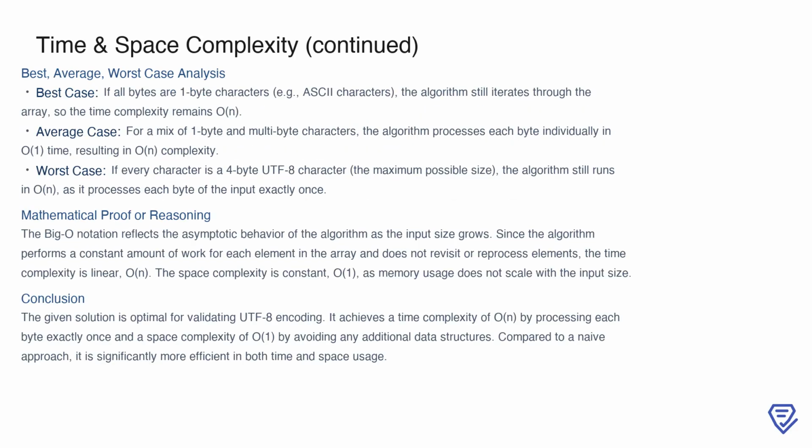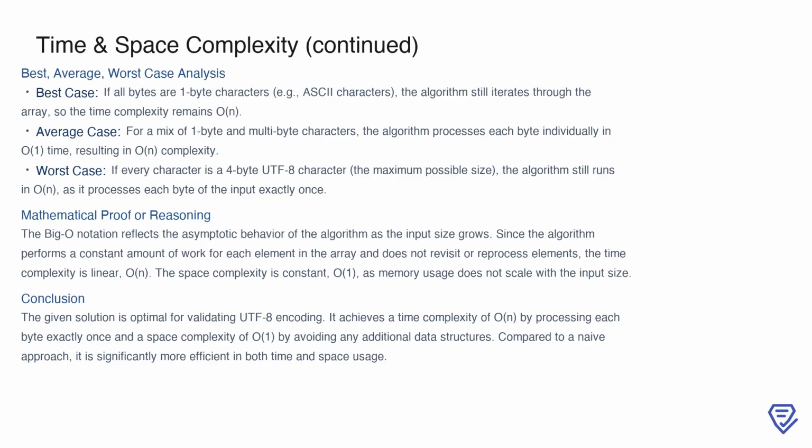Finally, let's analyze the algorithm's performance in different cases. In the best case, where all the bytes represent 1-byte characters like ASCII, the algorithm still processes each byte in the array, resulting in O(n) time complexity. In the average case, where the input contains a mix of 1-byte and multi-byte characters, the algorithm continues to process each byte individually in O(1) time, maintaining an overall complexity of O(n).